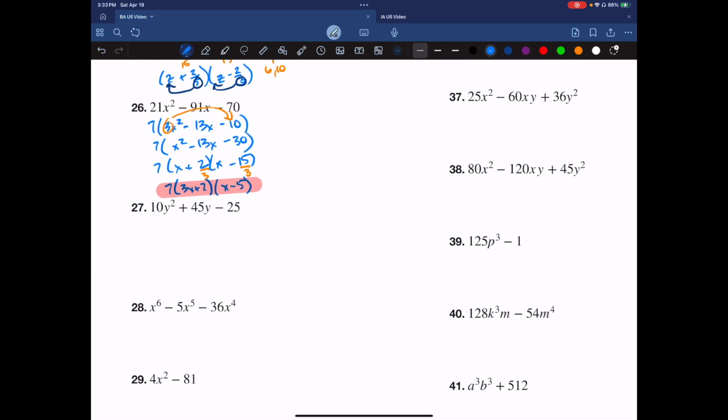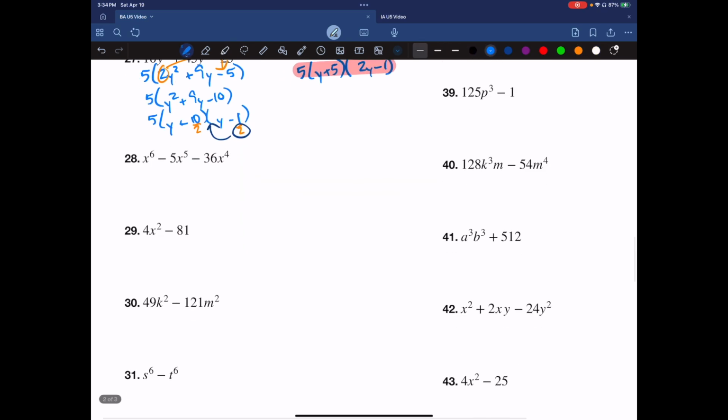27. I'm going to take a 5 out of each term. So that's going to be 5 times 2y squared plus 9y minus 5. So I'm going to take the 2, go to the back. So that's going to be y squared plus 9y minus 10. y plus minus. It's going to be plus 10 minus 1, multiplied by 2. So I'll divide by 2 here. This is going to be 5y plus 5, and then 2y minus 1.